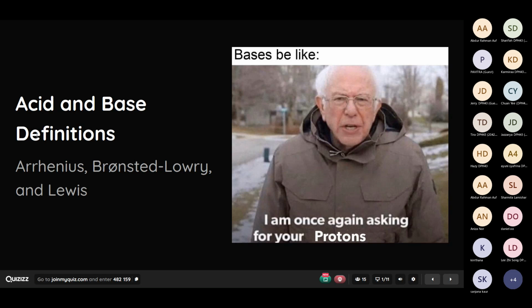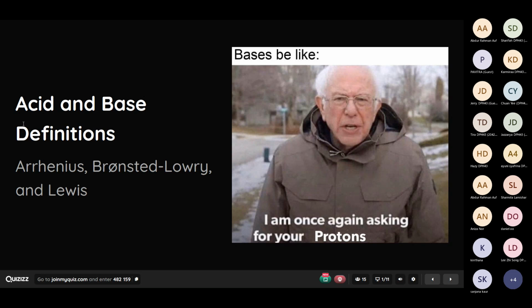So kamu nampak kat sini ada tiga definition, ada tiga theory of acid and base. Kita define acid and base tu menggunakan tiga teori ni: Arrhenius, Bronsted and Lowry, and Lewis. So Arrhenius is the first theory that is developed. Arrhenius is a person, dia bukan orang yang pertama.